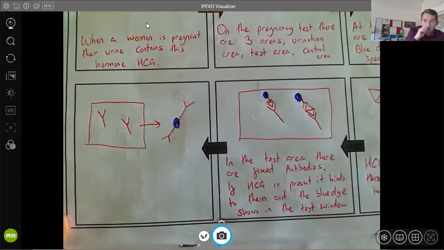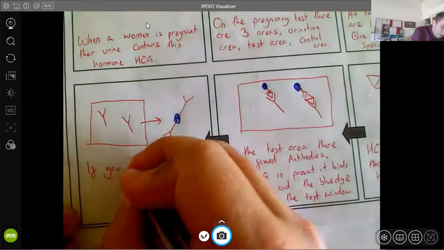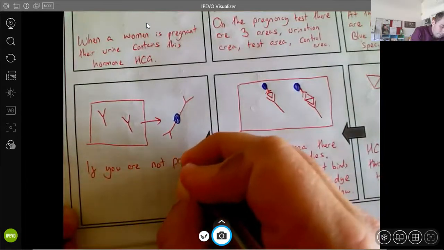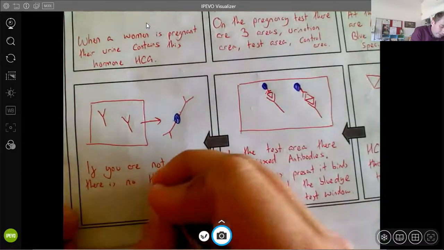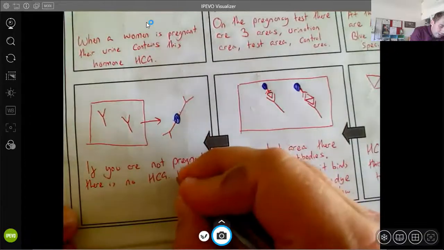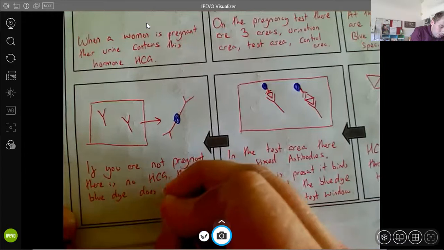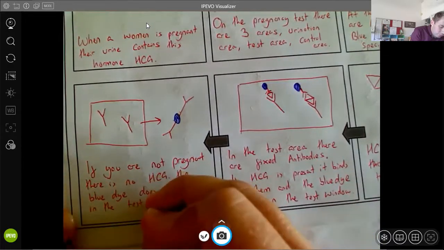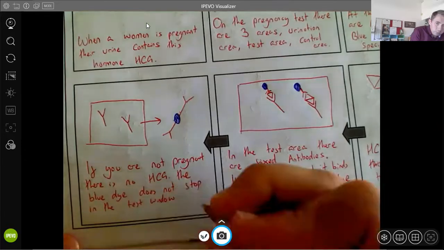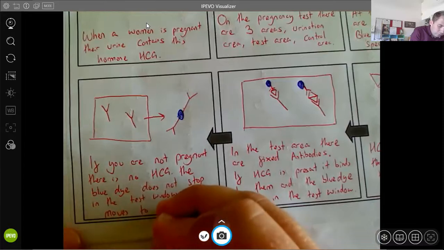So it moves to the control area, where in a control area you get a second blue line, which tells you the test is working. So if you are not pregnant, there is no HCG. The blue dye does not stop in the test window. It moves to the control.